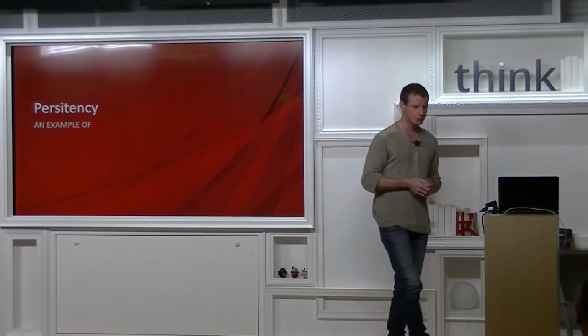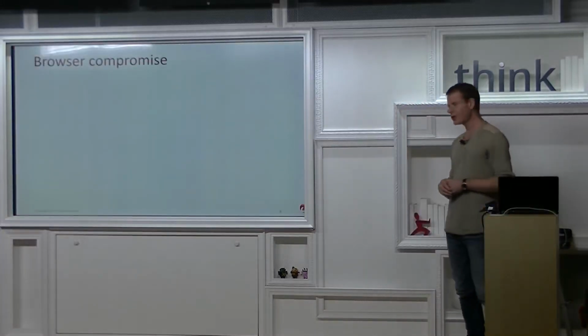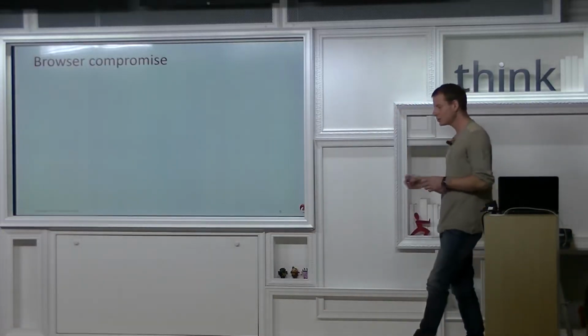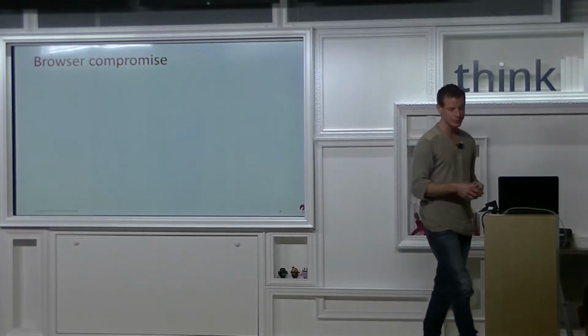So that's just a small example of browser compromise. So we're going to, well, let's say, write a small Chrome extension that is going to be launched each time you run Chrome. So how to do that?